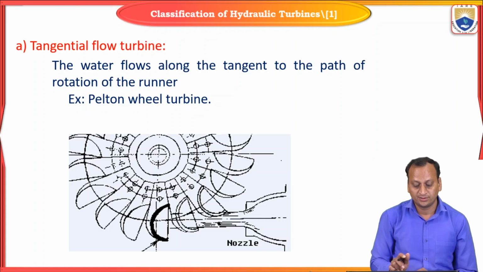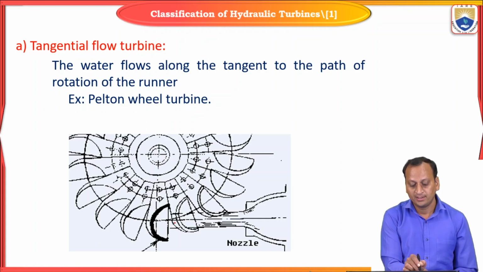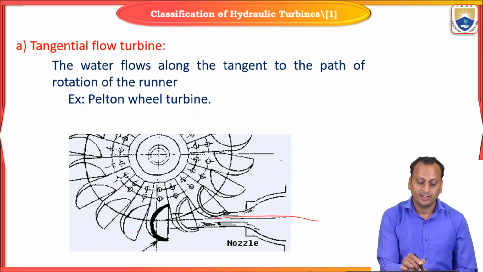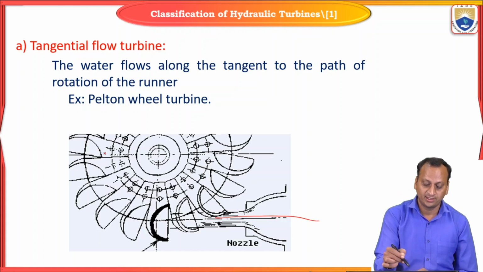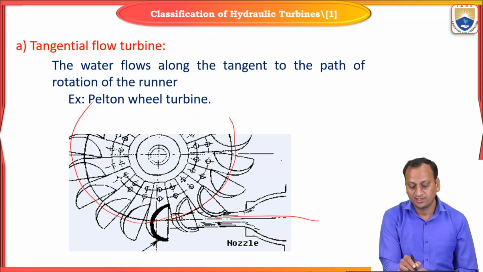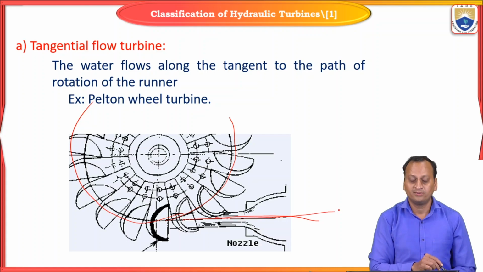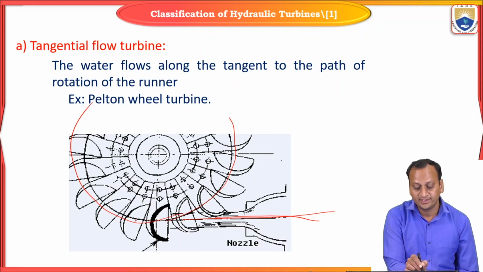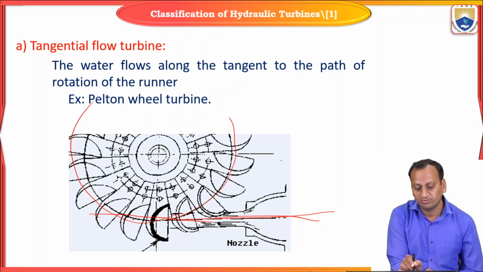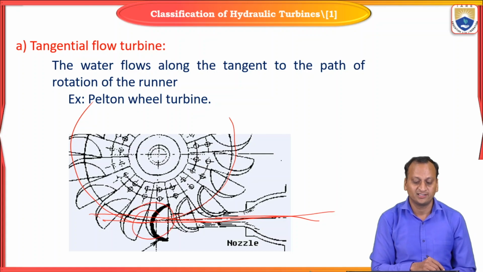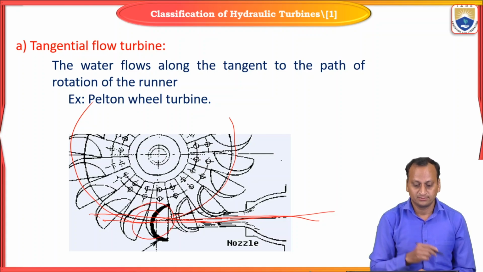Next, we can see the tangential flow. Here the jet center line is this, and the pitch circle is drawn from the centers of all the buckets. The center line of the jet is not coinciding with the pitch circle but passing tangentially. Therefore, this type of condition is known as a tangential flow turbine.